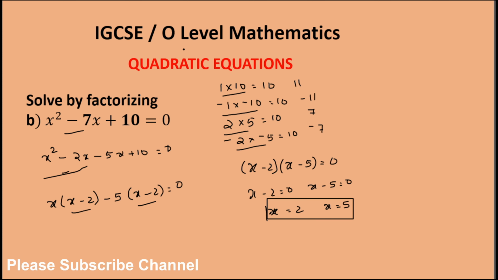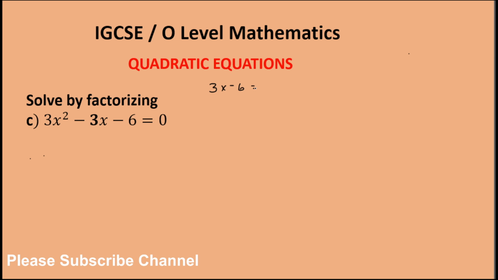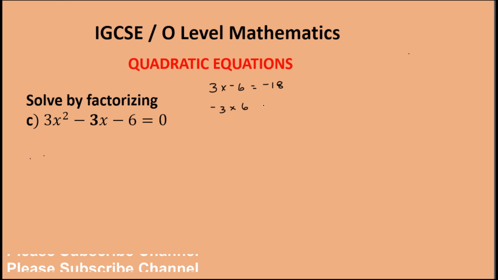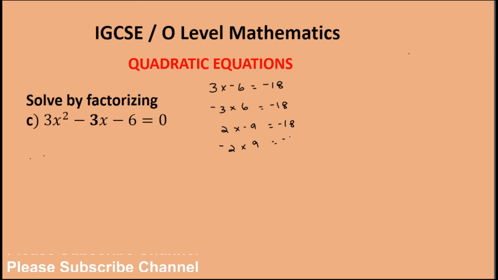Next question. Solving by factorization, 3x square minus 6x minus 60 is equal to 0. Here a is equal to 3 and c is equal to minus 6, so we get minus 18. Again minus 3 into 6 is minus 18. We need minus 18. What are the numbers coming? We can check. Again 2 into minus 9 is minus 18. Similarly, minus 2 into 9 is minus 18.